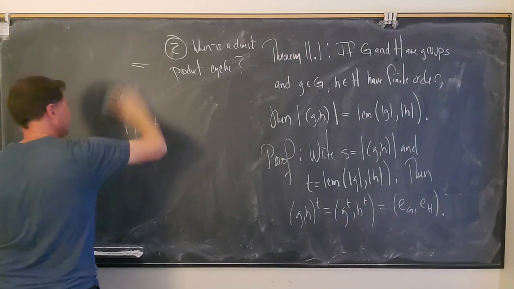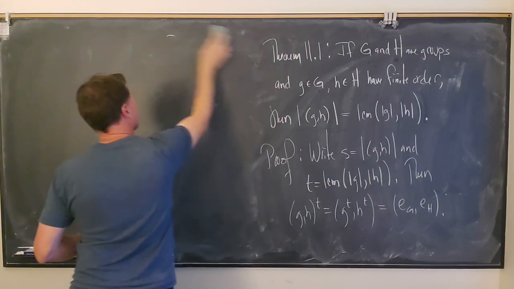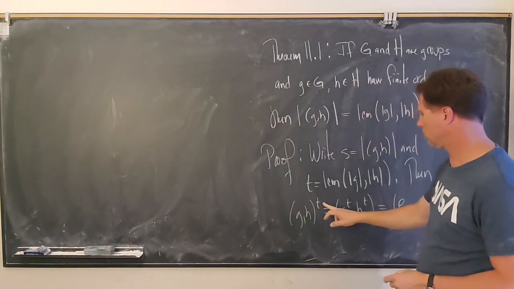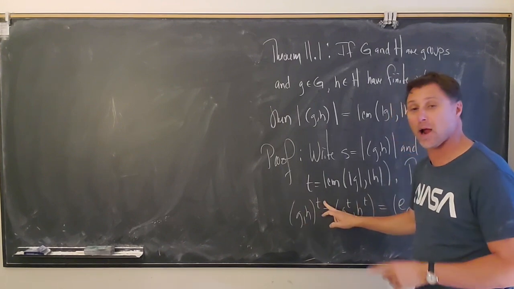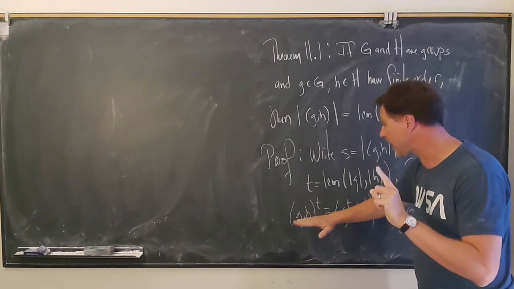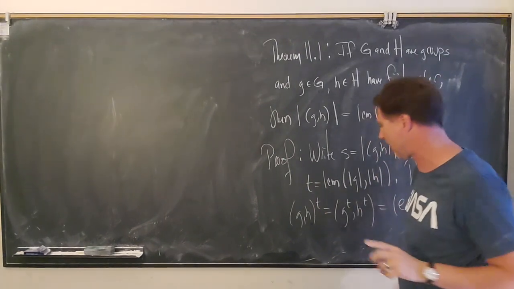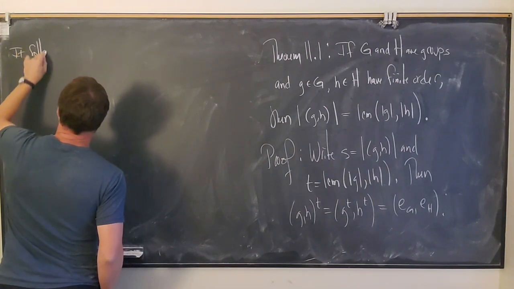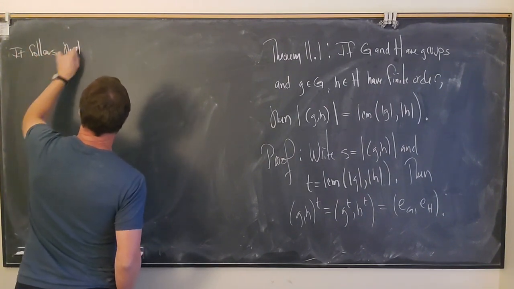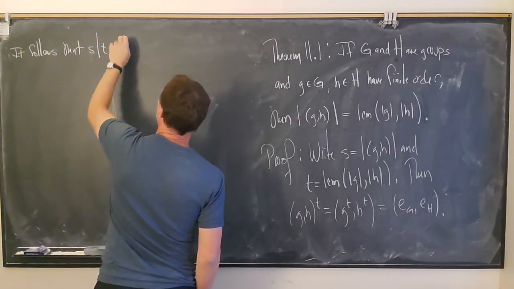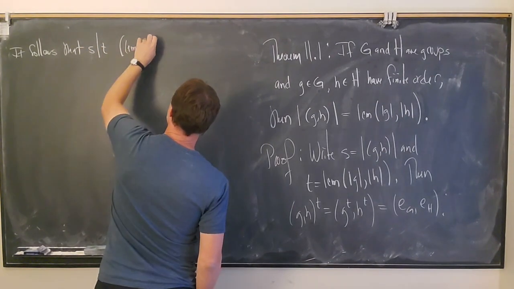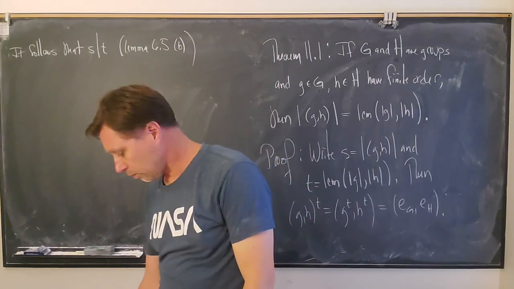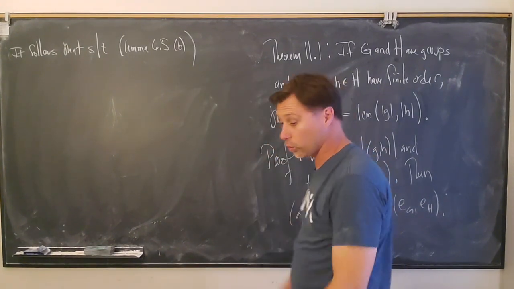Now, what do we know? Anytime we raise an element to some power and get the identity, then we know that the order of the element has to divide that power. So it follows that S divides T. That goes back to our lemma 6.5b. This exponent always has to divide the order of the group.